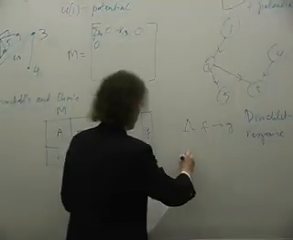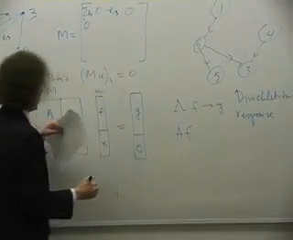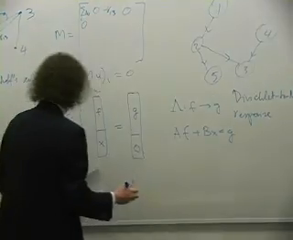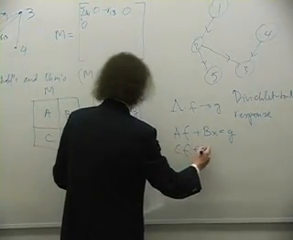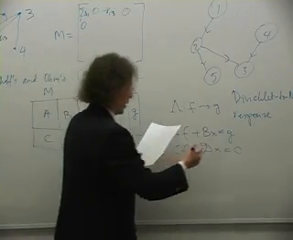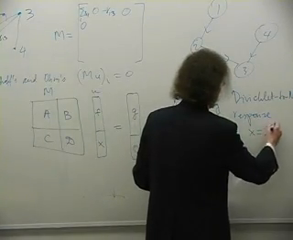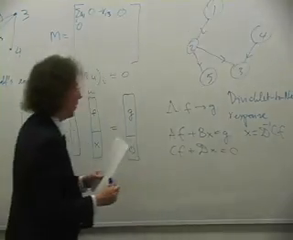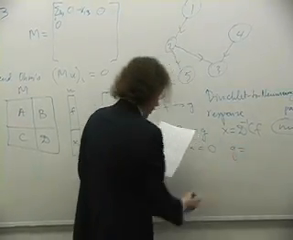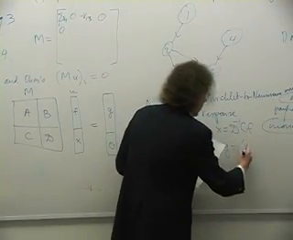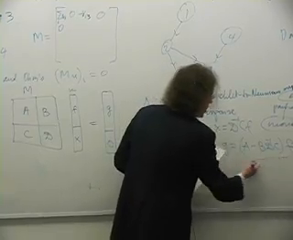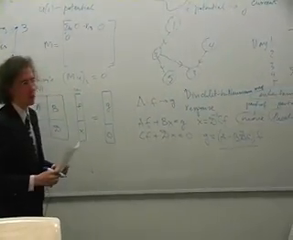So let's make a little calculation. What this block structure tells us is that AF plus BX equals G, and CF plus DX equals 0. So we can solve for X. X is minus D inverse CF. And then we can see that G equals A minus B D inverse C, times F. So this is the lambda, the Dirichlet-to-Neumann map.